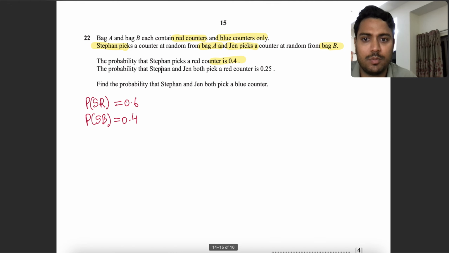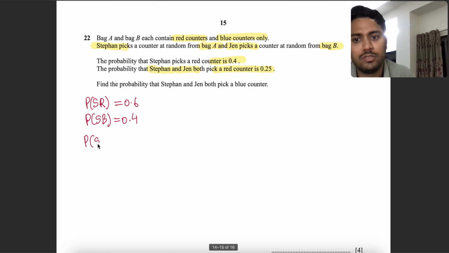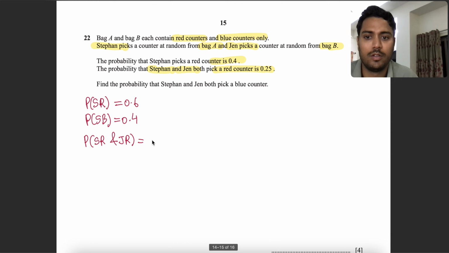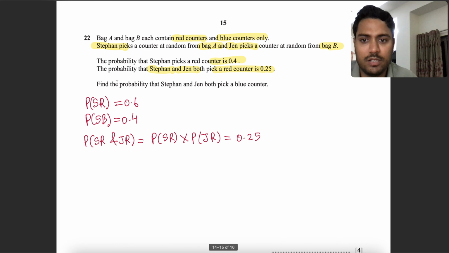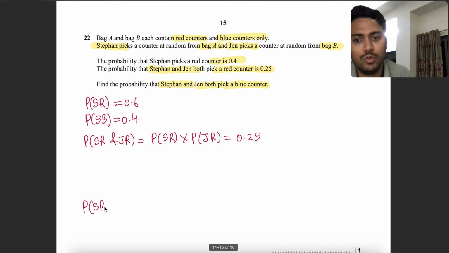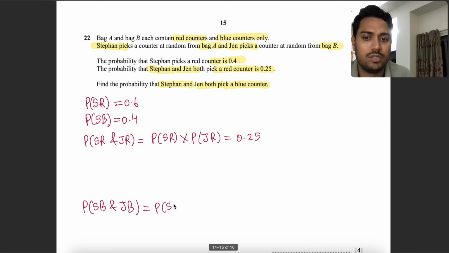The other thing that is given to us is the probability that Stephen and Jen both pick a red counter is 0.25. So probability of Stephen picking a red counter and Jen picking a red counter is 0.25. This can be written as probability of Stephen red multiplied by probability of Jen red is 0.25. And what do we have to find? It says find the probability that Stephen and Jen both pick a blue counter. So probability of Stephen blue and Jen blue, which is probability of Stephen blue multiplied by probability of Jen blue.